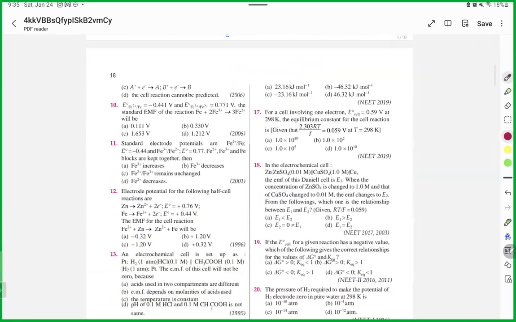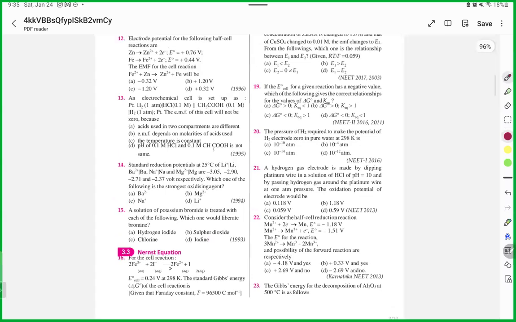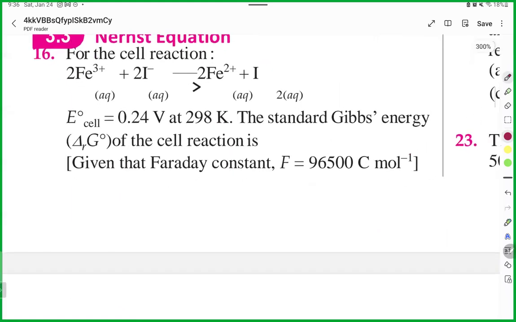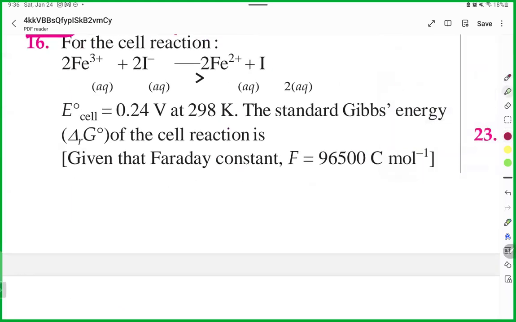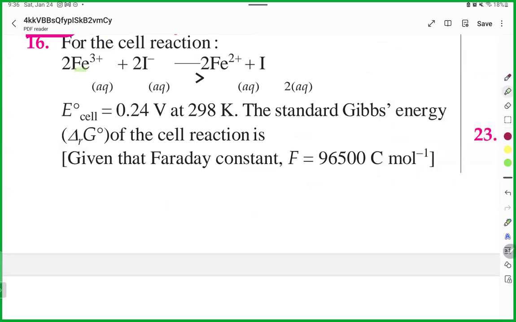So you have 15 questions, so we'll directly move to the Nernst equation. Tara? See this. Question number 16. Fe3 positive converts into Fe2 positive, so reduction. I negative will convert into I. For this, E naught cell is this at 298 Kelvin temperature. It gives free energy, you have to calculate. What will be your value, Sarah?